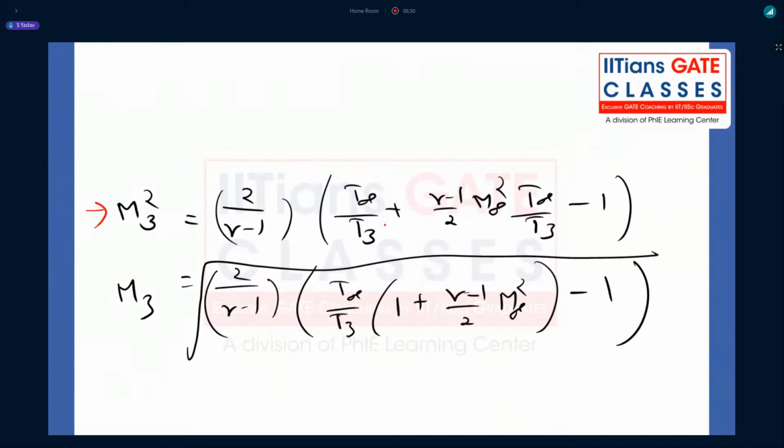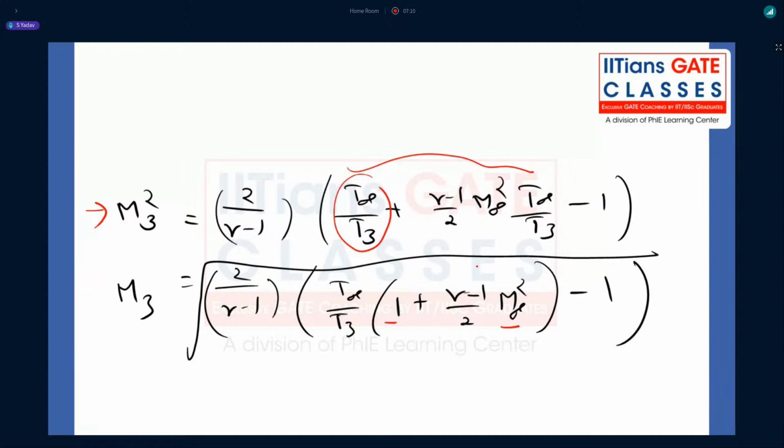And if you take the T infinity by T3 common out of these two terms, you have a 1 plus gamma minus 1 by 2 M infinity minus 1 will remain as it is, and the power of 2 upon gamma minus 1 will remain as it is, and the square will go to the other side, it becomes a square root. And if you look at this relation, this is nothing but a B.